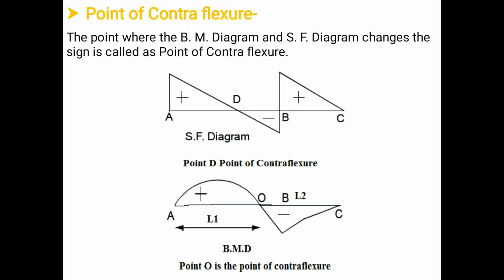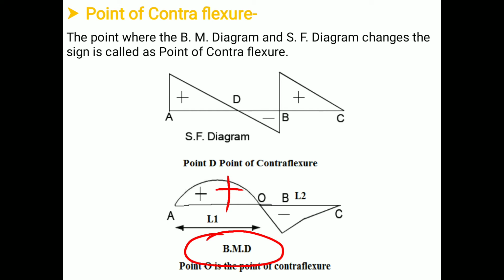So remember that in an overhanging beam, the portion between the two supports sags due to the bending moment, and the overhanging portion hogs due to the bending moment. As there is a change from sagging to hogging, there will be zero bending moment at the neutral axis. So the bending moment changes its sign, and it is known as the point of contraflexure. From this diagram we can observe that the bending moment changes its sign from positive to negative, and the point where it is zero is known as the point of contraflexure.